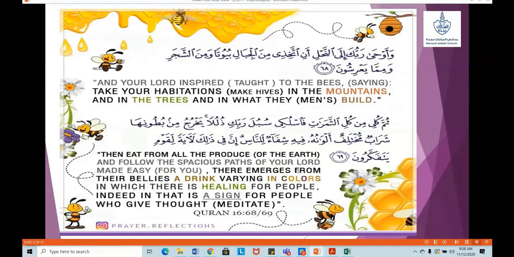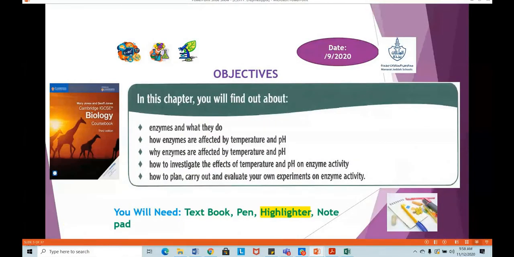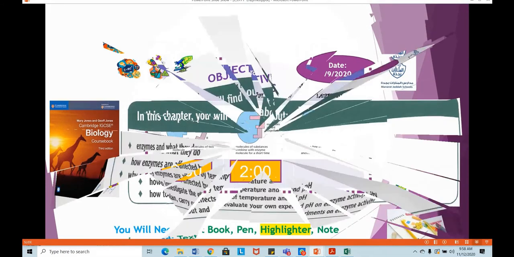Okay, so this was the verse which we just spoke about. So the objectives for today's topic would be to learn how enzymes are affected by temperature and pH. So far we studied the function of the enzymes, how they function as catalysts, how they help in speeding up the reactions, and how they come into contact with the substrate molecules. So today we are going to study how enzymes are affected by the temperature and pH, and why enzymes are affected by the temperature and pH, inshallah.